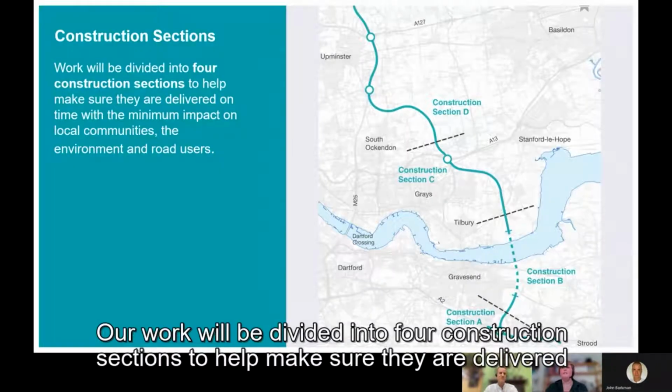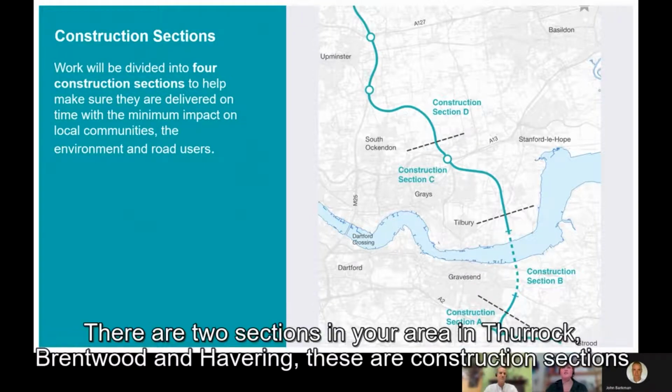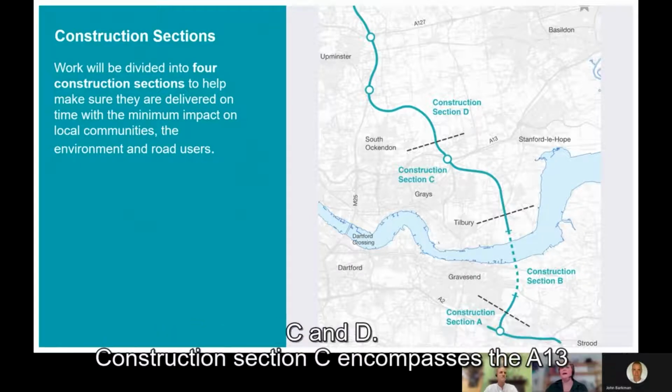Our work will be divided into 4 construction sections to help make sure that they are delivered on time with the minimum impact on local communities, the environment and road users. There are 2 sections in your area in Thurrock, Brentwood and Havering. These are construction areas C and D.